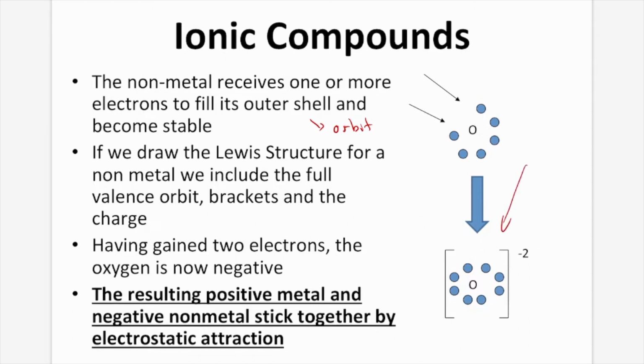So you can see that we got 2 electrons for oxygen. Oxygen originally had 6. We get 2 extra electrons, and now it has 8. It gained 2 electrons, so now we have a negative charge of -2. We have the brackets around, and we have full 8 electrons orbiting around oxygen.